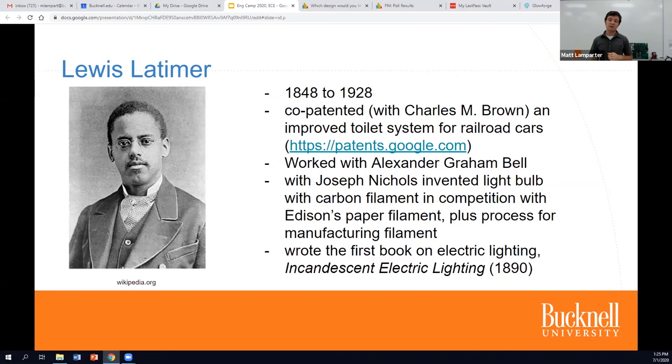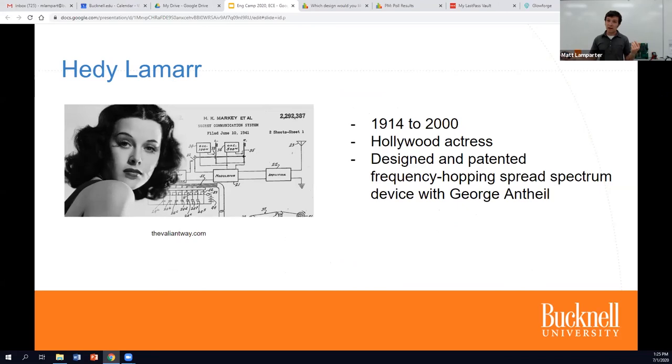Hedy Lamarr, primarily known as a Hollywood movie actress. She was popular just as silent films were phasing out, and we were moving into the world of talkies, movies with dialogue and music and so forth. So that's what she's most well known for. However, she made a pretty significant contribution to the world of ECE.